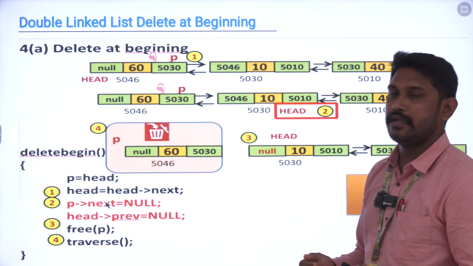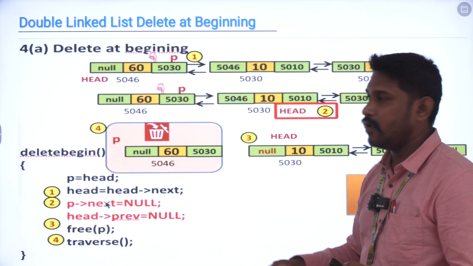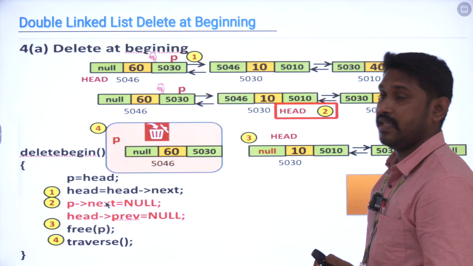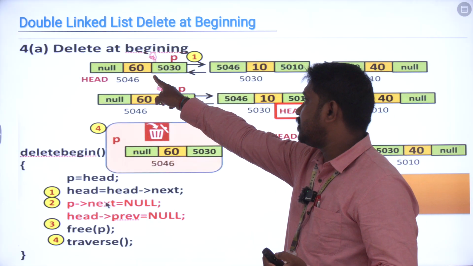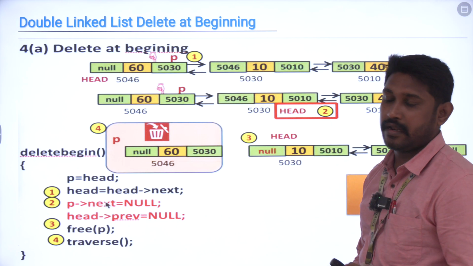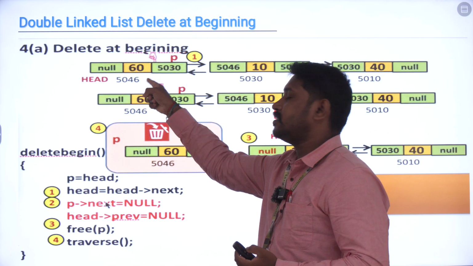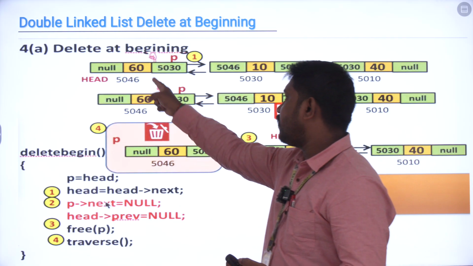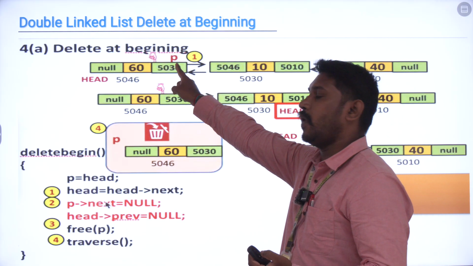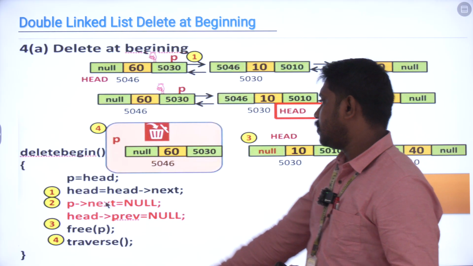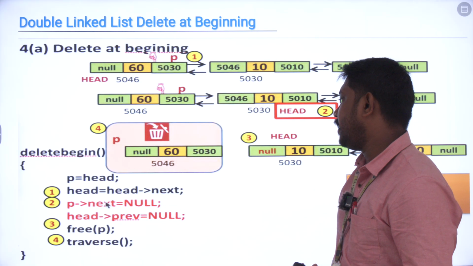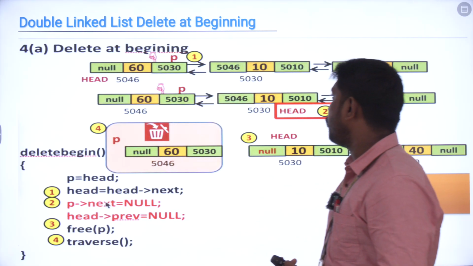Now we are going to see deletion at the beginning, deleting the starting node. Let us consider three nodes as shown in this figure: 60, 30 and 40. Totally three nodes are there, and we are going to delete the 60 node. As we know, the first node is always called the head node, and I am going to assign it to a pointer P. So the head node is assigned to P and it will be pointing to it. Then I am going to assign head of next.